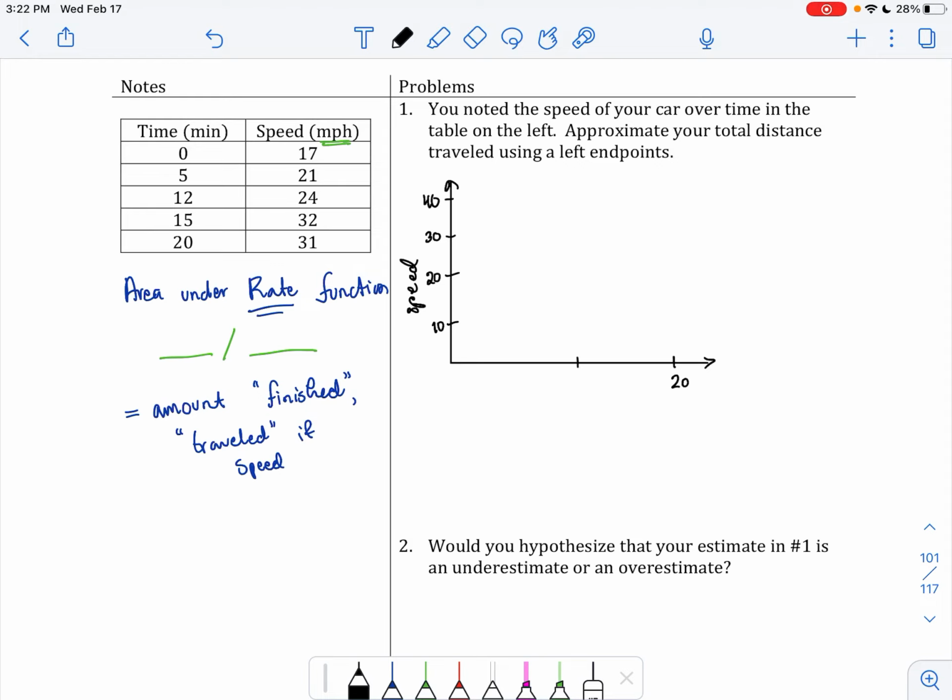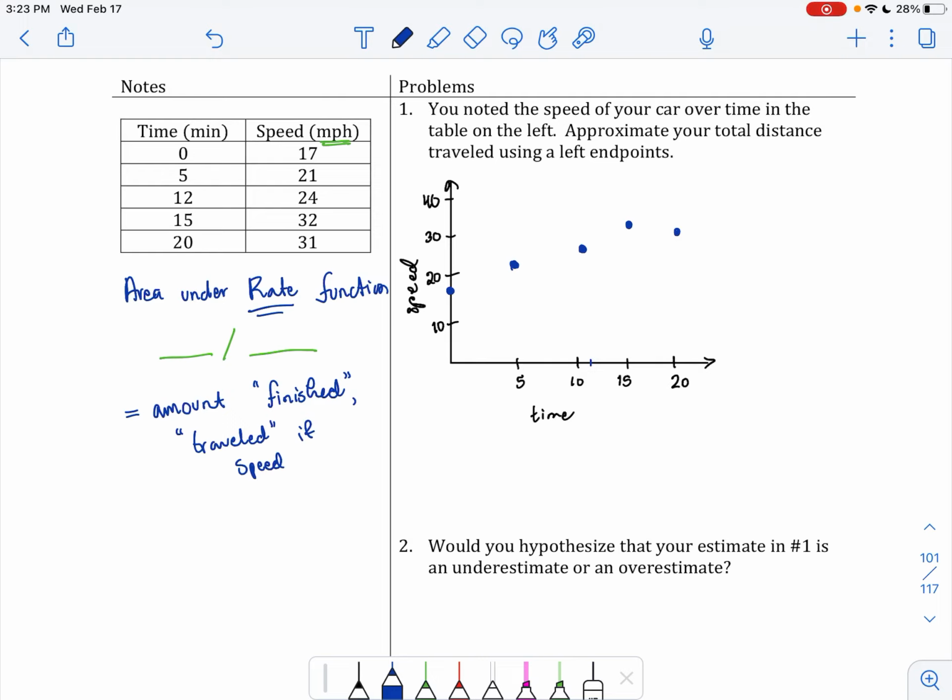And then my time is 0, 5, 10, 15, 20 for time. So now I have a basic graph. I'm going to plot these points. So at time 0, when I first looked down at the speedometer, it said it was 17. So 17 would go about here for time 0. Time 5 is 21. Time at 12, which is about here, is 24. 15 is 32. And 20 is 31. So I'm making this basic curve.